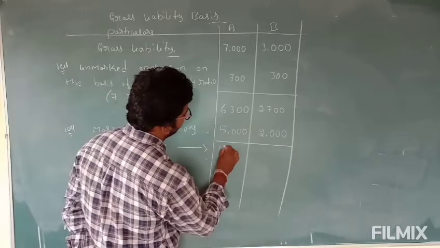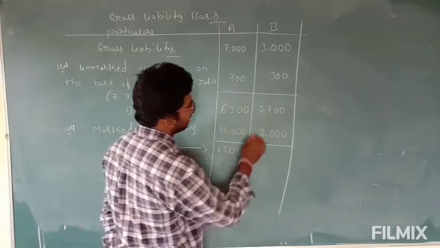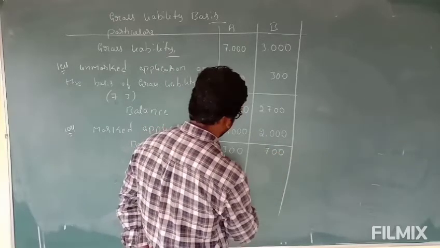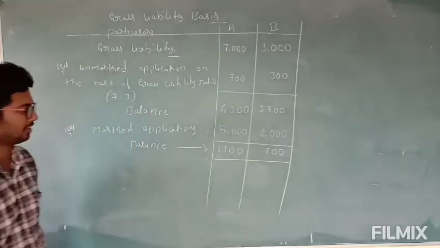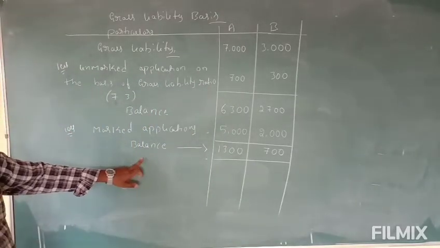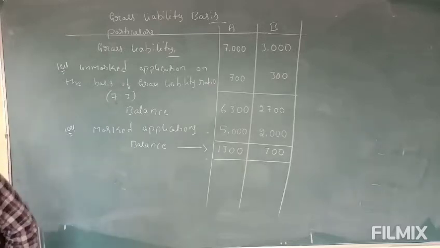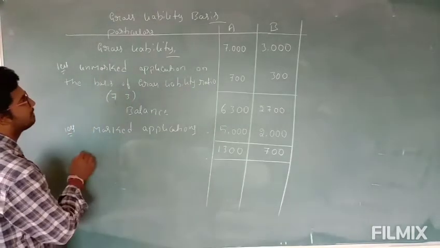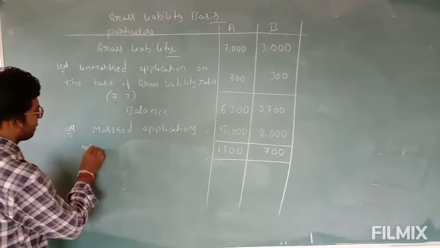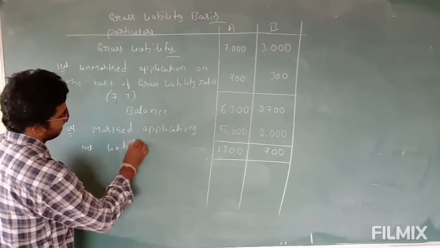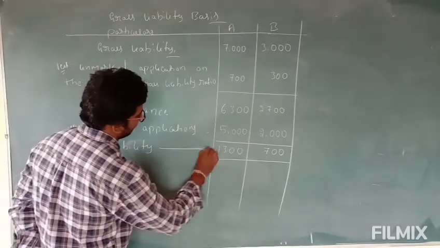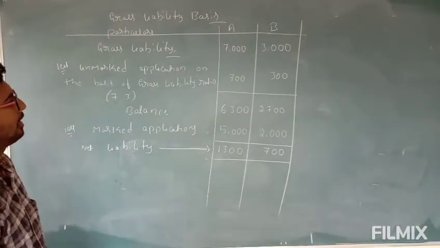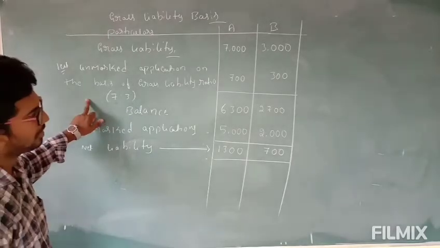6,300 minus 5,000, 1,300, and 2,700 minus 2,000, 700. Sorry. So if any firm underwriting is there, you can add it. You will get the net liability. Otherwise, this will be called the net liability of the underwriters. So net liability is 1,300 and 700 for A and B. This is what we call the gross liability basis.